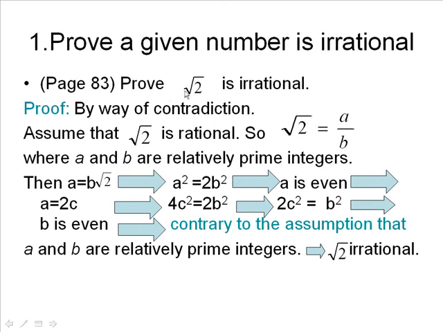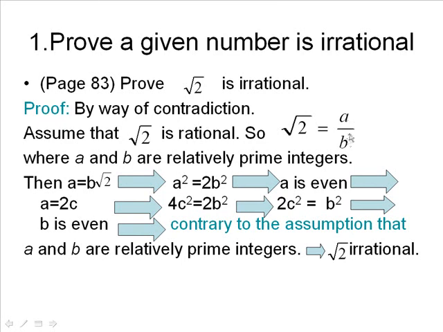Instead of proving square root of 2 is irrational directly, we're going to prove it indirectly. We assume square root of 2 is rational by way of contradiction. So a rational number is a number that can be written as a fraction. Since we are assuming square root of 2 is rational, we can write square root of 2 as a fraction of a over b. And we can pick numbers a and b such that they are relatively prime.